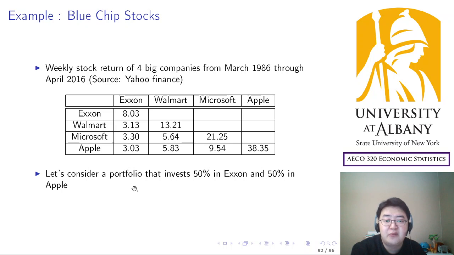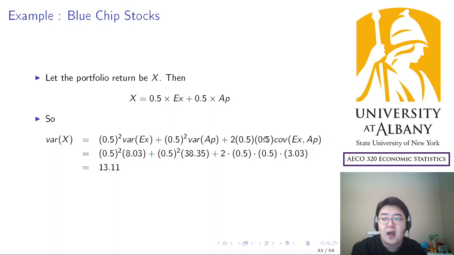And let's consider a portfolio composed of 50% in Exxon and 50% in Apple as an example. First example, 50 in Exxon and 50 in Apple. Apply the previous formula. Weight on Exxon squared times variance of Exxon, which is 8.03. And squared weight on Apple times variance of Apple, which is 38.35. And 2 times 0.5 times 0.5 times the covariance between Exxon and Apple.